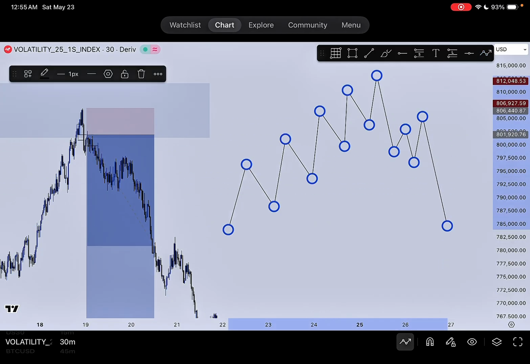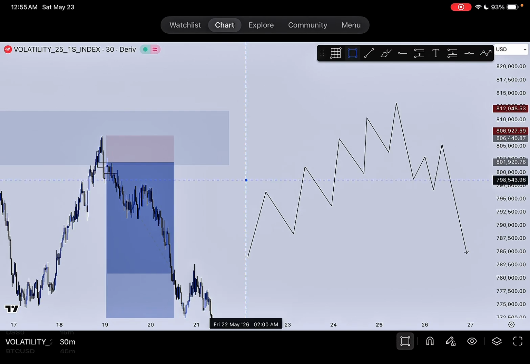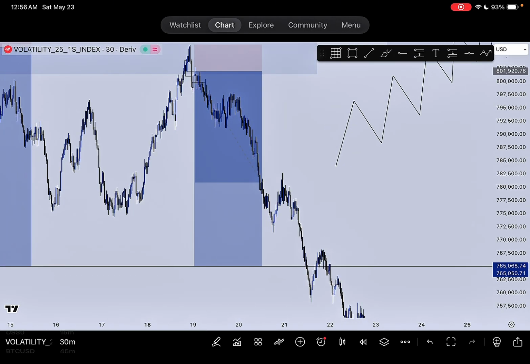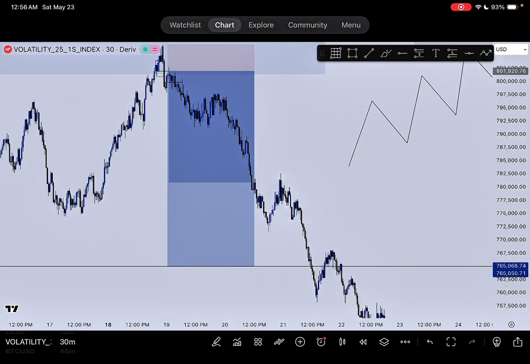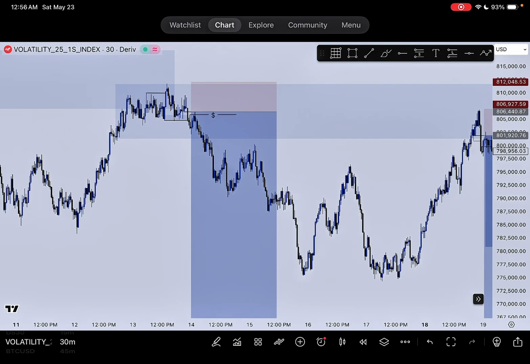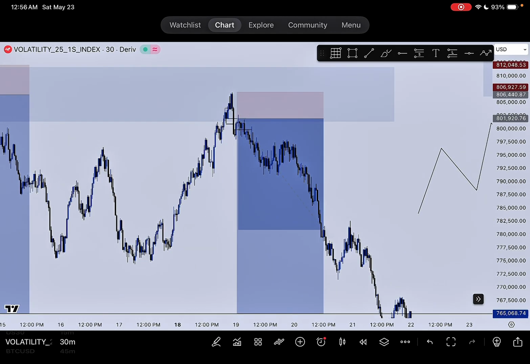Then this places our key zone. That's it. That was how we got these two trades. This is how we got both of them here. This and this. Very easy.